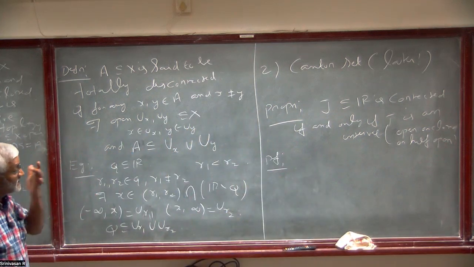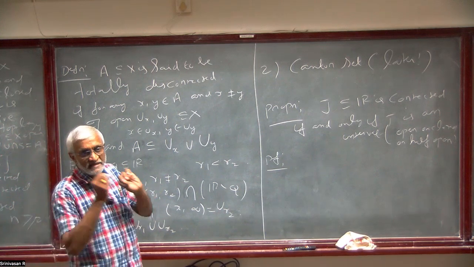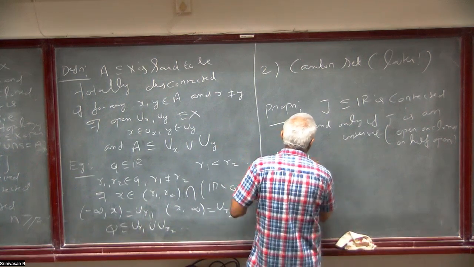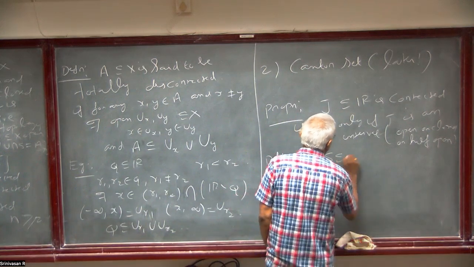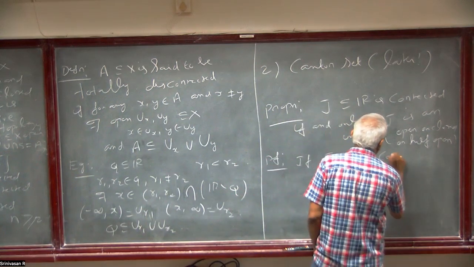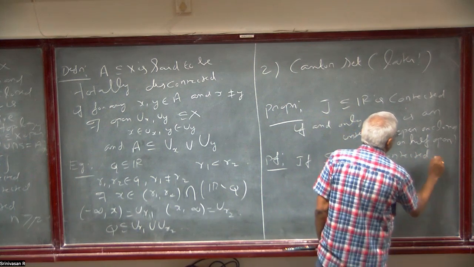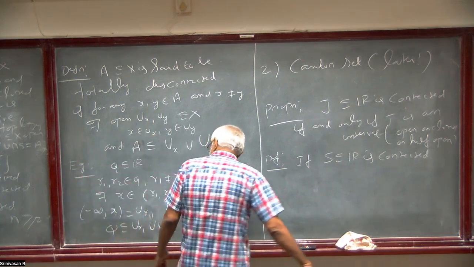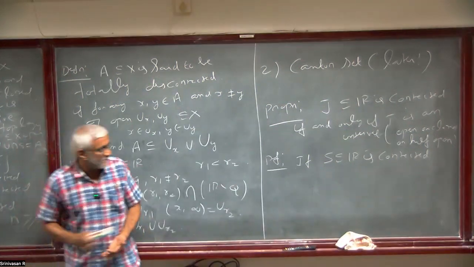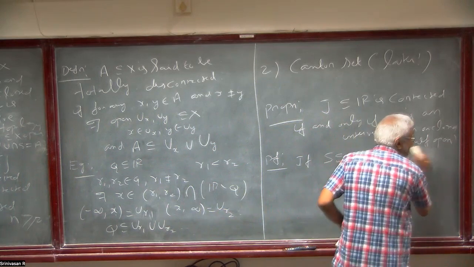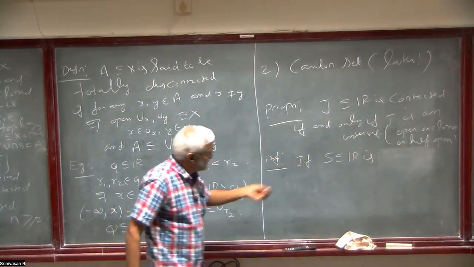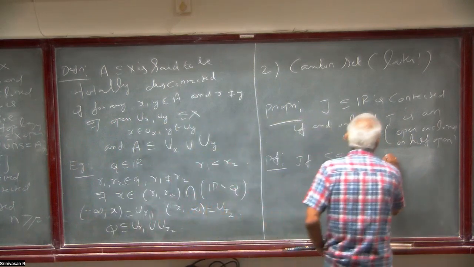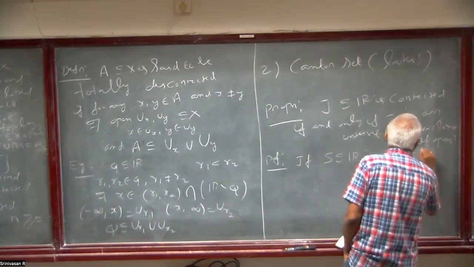First, we prove the other way, which is easier. If it is connected, then it is an interval. So let's say S is something contained in R. If it is not an interval, then we say that it's not connected. Okay. So S is not an interval.